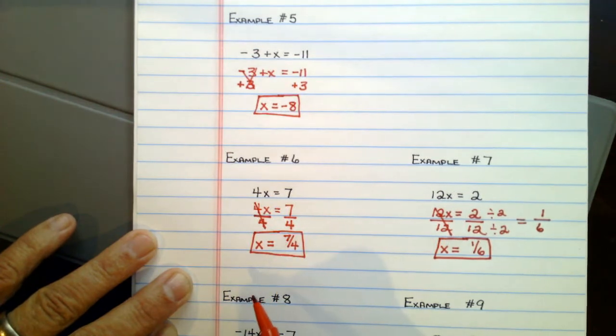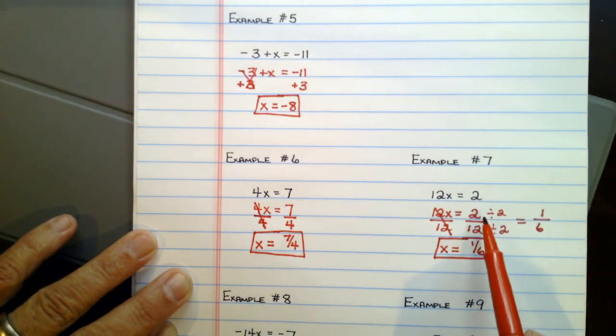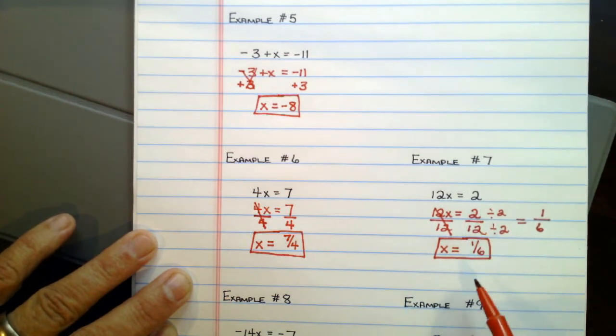So you can leave it as an improper fraction. It's okay. But you can't leave it where it's not reduced, where there is a number that will go into the top one and the bottom one. Always reduce your answers.